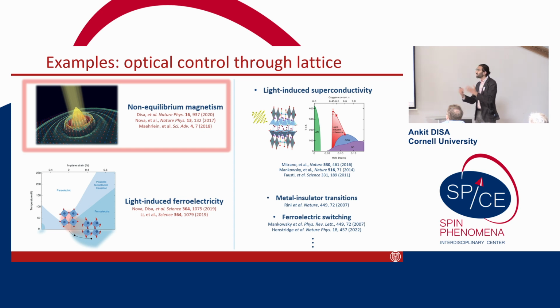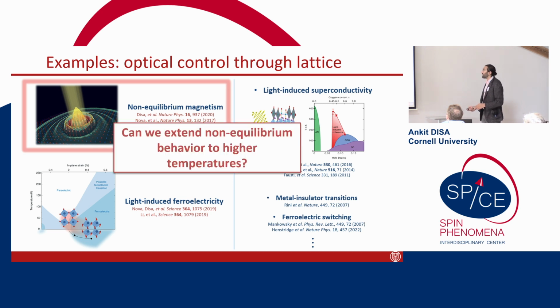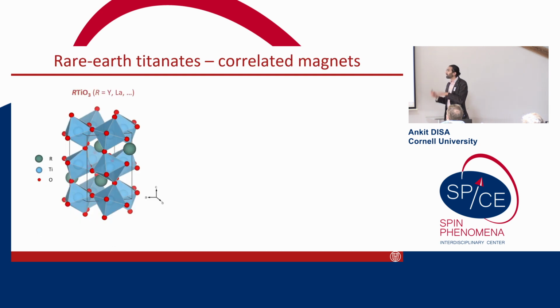What I tried to motivate at the beginning is whether there is a way we can get beyond these temperature limits of the phase diagram. So what I'll try to show you is that we can extend the non-equilibrium behavior of certain magnets to higher temperatures. The system that we examined to look at this particular problem was a different system. It was the rare earth titanate system, and I'll explain in the next couple of slides why we chose this particular system.